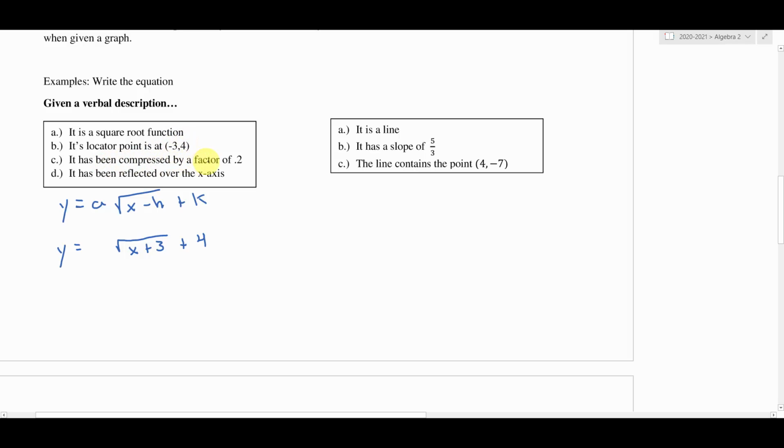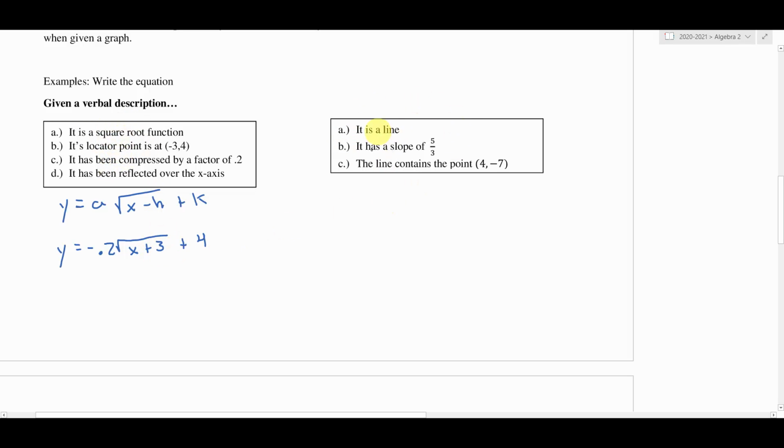Now it says it's been compressed by a factor of 0.2, so the stretch and compression factor is represented by a. So I would put a 0.2 in for the a value in front of my square root here, and then it says it has been reflected over the x-axis, and to reflect we have to put a negative in front of the a value. So that completes my equation. This takes into account everything that they described here.